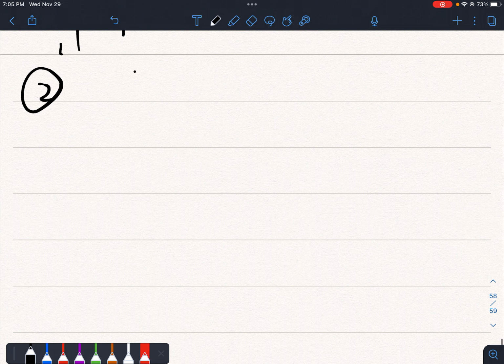The second thing is that we want it to be continuous. What if at least for some point it is not continuous?